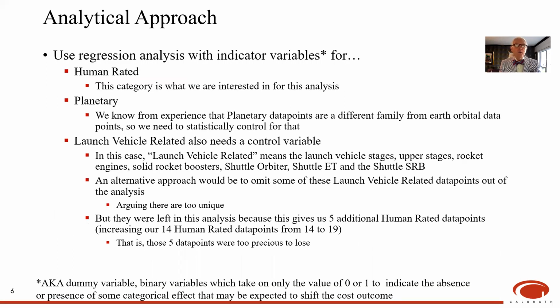Okay, so the analytical approach that I used is regression analysis. I introduced indicator variables for 3 categories. The first category is human rated, and I introduced that because that's what we're interested in this study, human rating. I introduced another indicator variable for planetary, 0 or 1, because we know from experience that planetary missions are from a different family than Earth orbital data points. They have higher cost. So we need to statistically control for that phenomenon.